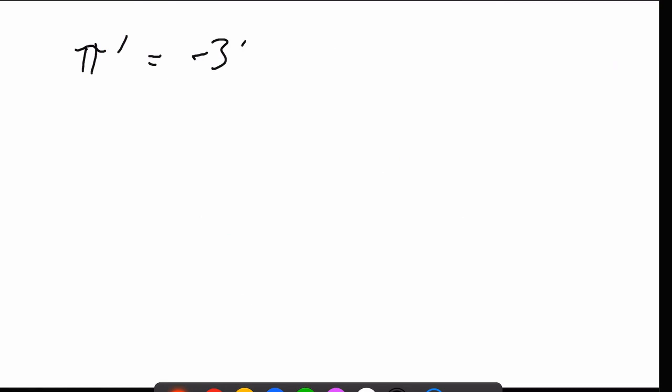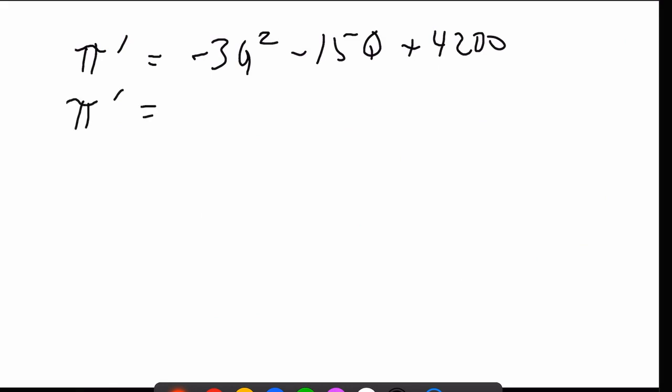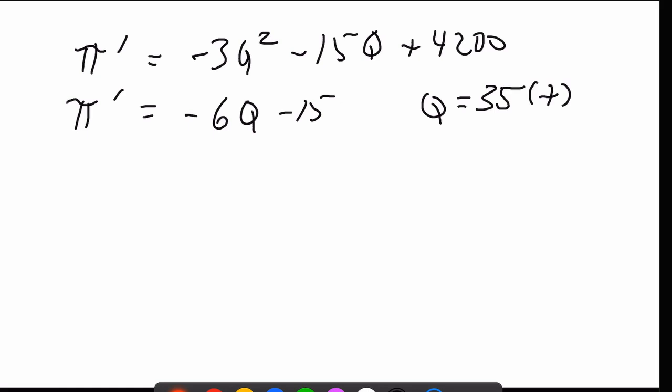minus 3q squared minus 15q plus 4,200. Second derivative is minus 6q minus 15. Q equals 35. It doesn't really matter that it's 35. It's positive. Therefore, this thing, 6 times 35, is minus 225, which is negative, which tells us it's a max, and it's concave. All right?